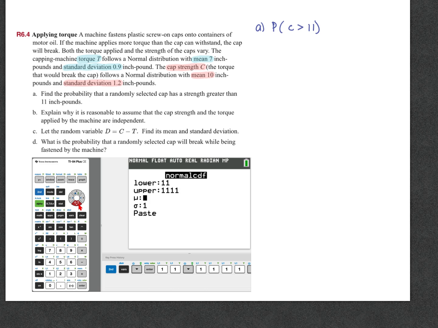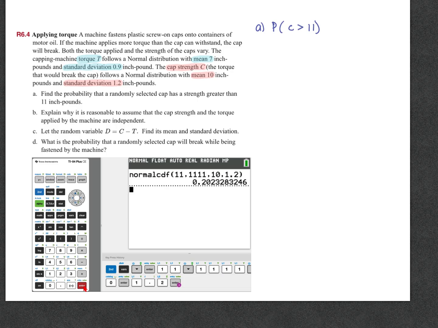Then we'll put in the mean. The mean was 10, sorry, for this one, and then standard deviation 1.2. Paste and then hit enter. My advice, especially if it's an FRQ that you did all in the calculator like this, is to at least put what's showing on the calculator right before you hit enter.